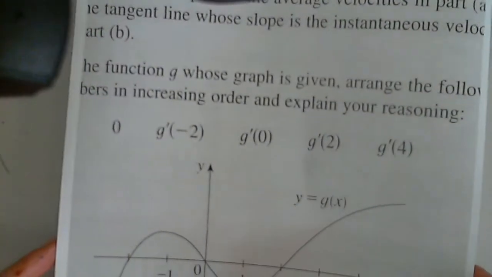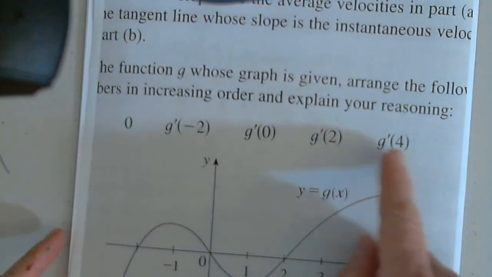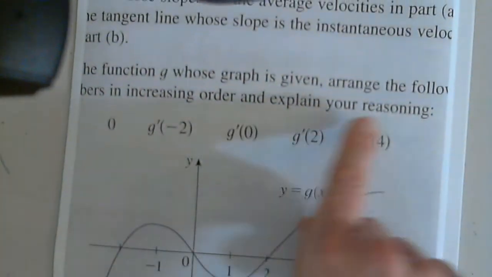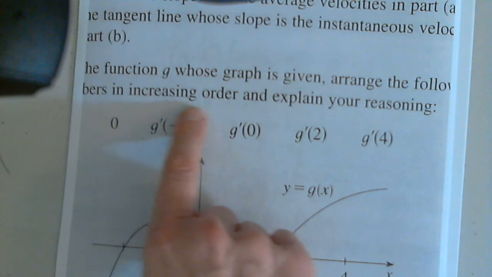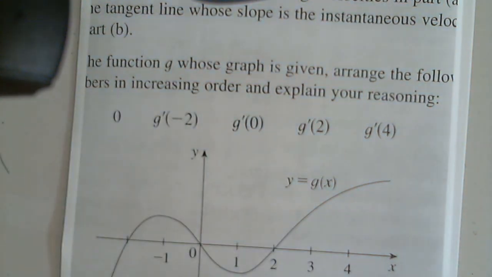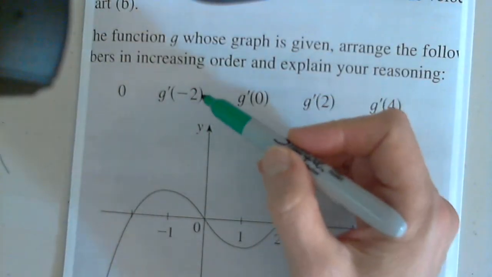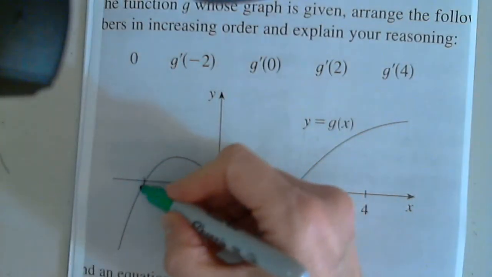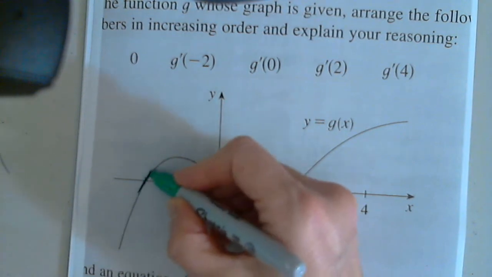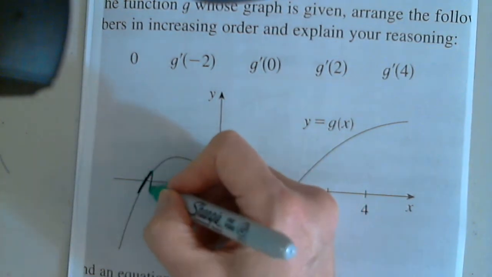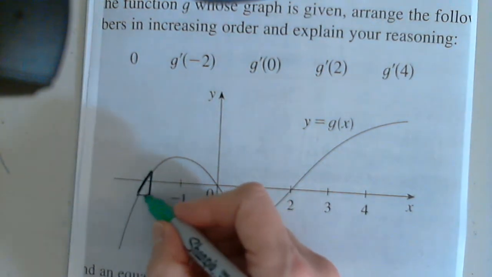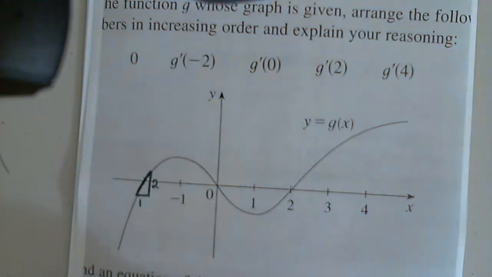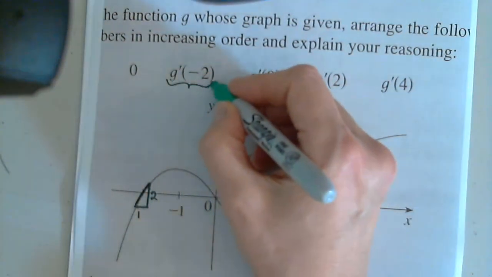Okay. So we have to determine these 4 values, including the 0 is 0, determine them, and we are asked to arrange them in increasing order. Okay. So g prime of -2. G prime, here's -2 right here. G prime, I'm going to draw a tangent. I'm going to estimate. I'm going to say 2 and 1. I'm going to give this a 2.